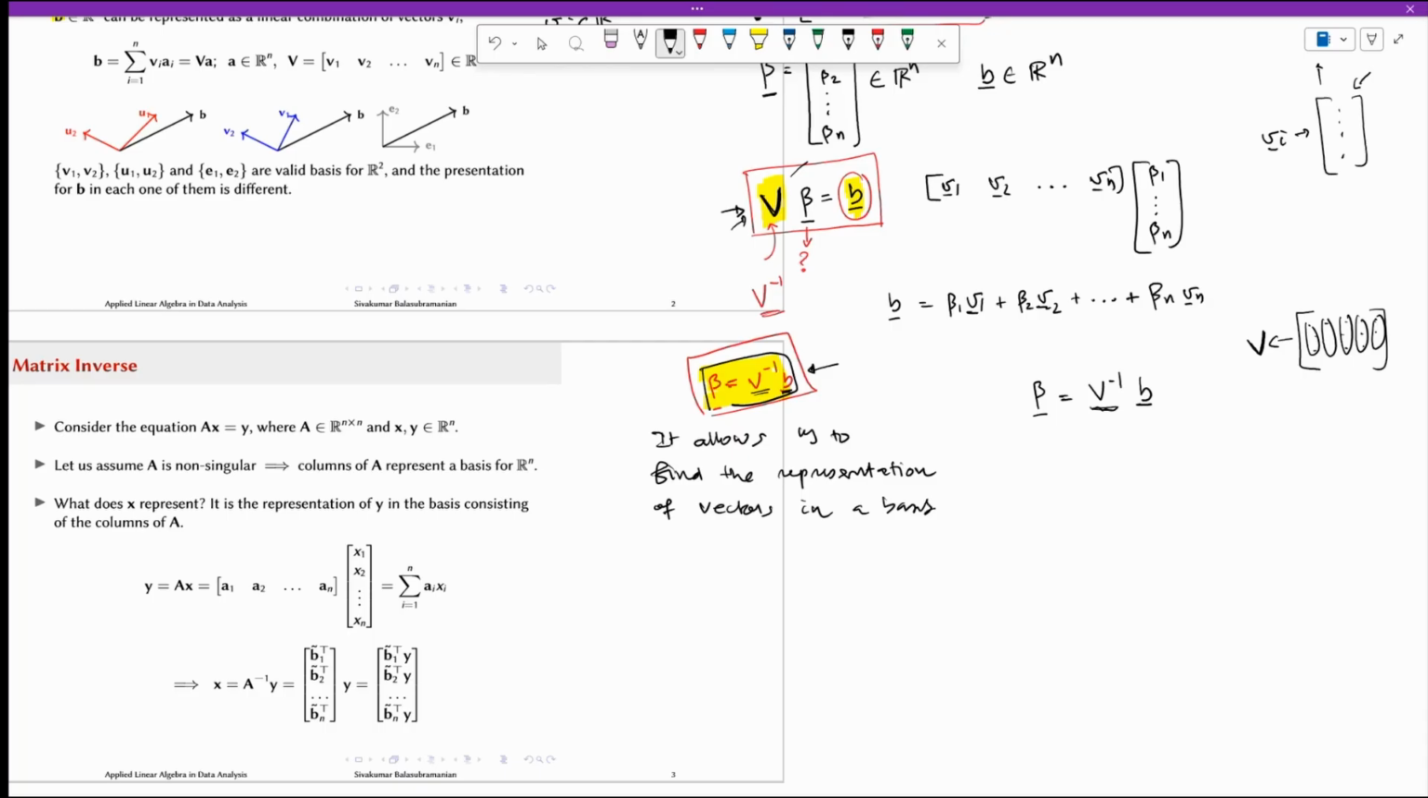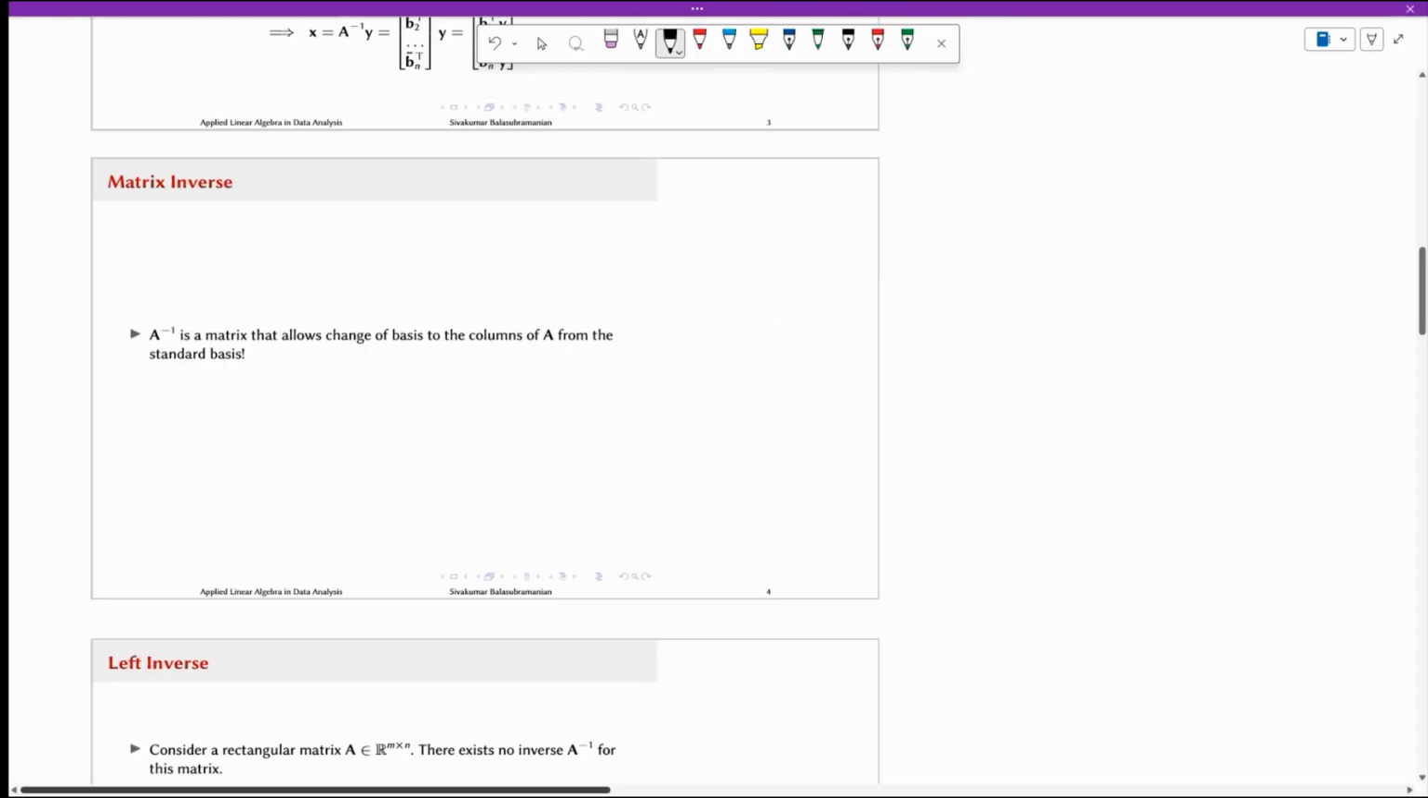Okay? So one way to think about the inverse of a matrix is that A inverse is the matrix that allows change of basis to the columns of A from the standard basis. I've been using V, but essentially, the meaning of A inverse is that it is a change of basis operation. So whenever in a complicated formula you see an A inverse, one way to interpret that is that some basis change operation is happening. That means you're essentially taking something and looking at it from a different perspective. That's all.